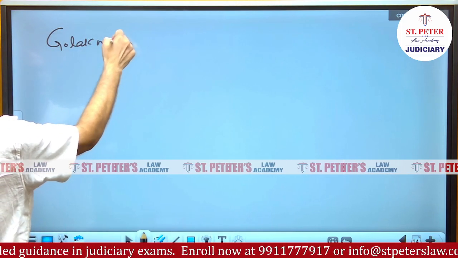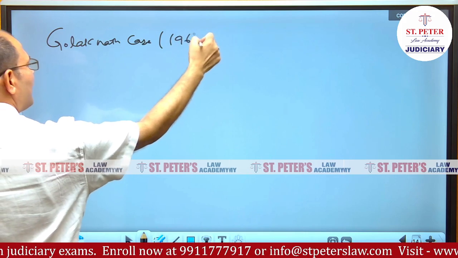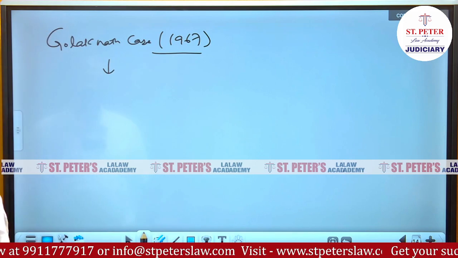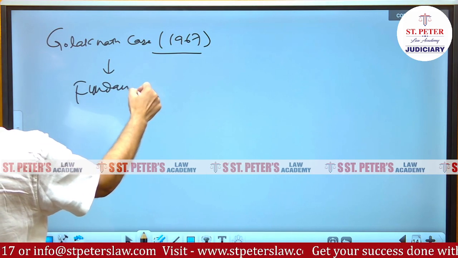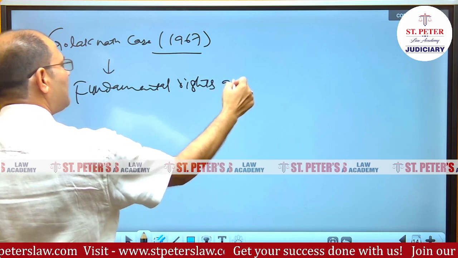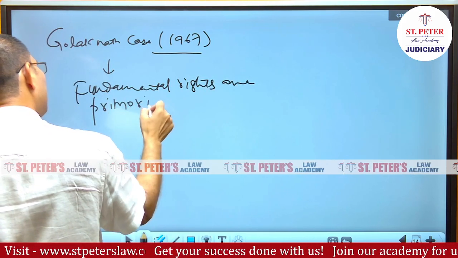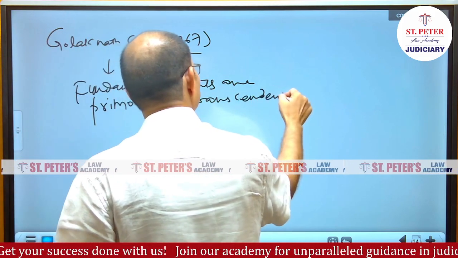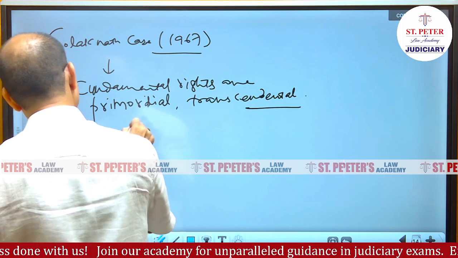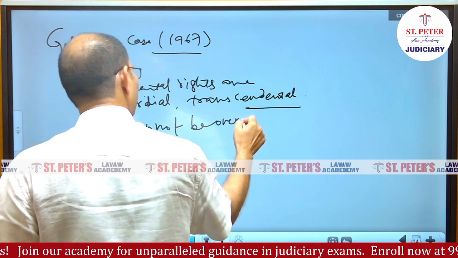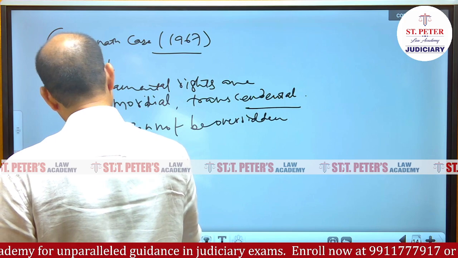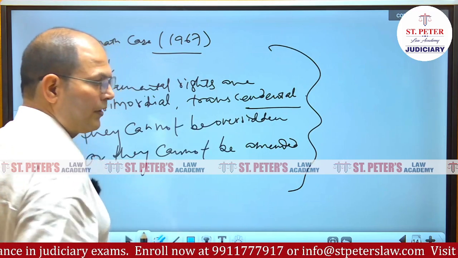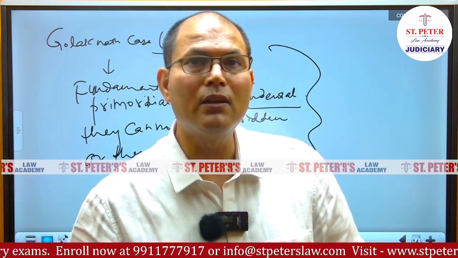In Golaknath case, the judgment was delivered by Chief Justice Subbarao, the majority judgment. And in Golaknath case, 1967, a sort of U-turn came about. The Supreme Court, in its majority ruling, declared that fundamental rights are primordial, they are transcendental. They cannot be overridden or amended. They cannot be amended.